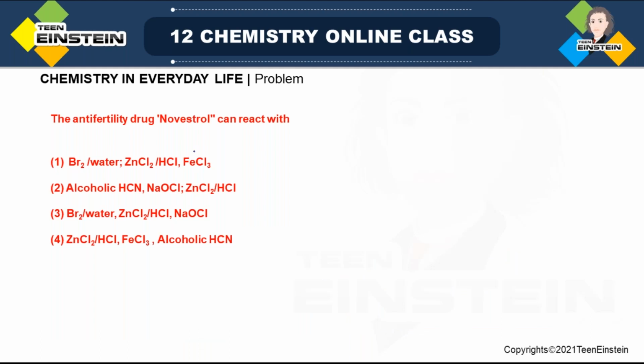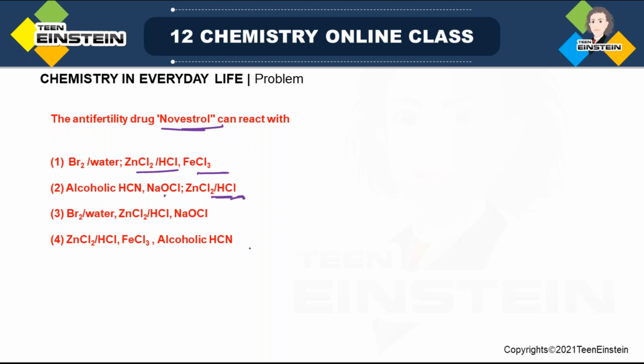Now, based on novestrol, we have a question here. The antifertility drug novestrol can react with, the first option, bromine water, then zinc chloride HCl, then FeCl3. Three different types of reagents are mentioned in option 1. In option 2, again 3 types of reagent: alcoholic HCl, NaOCl, ZnCl2 HCl.